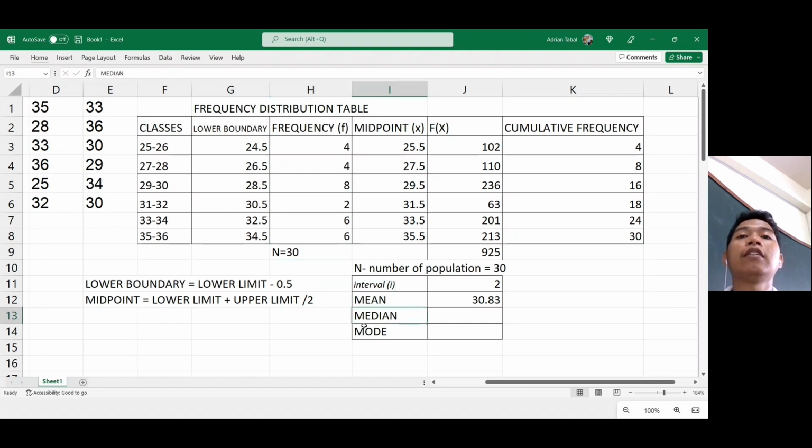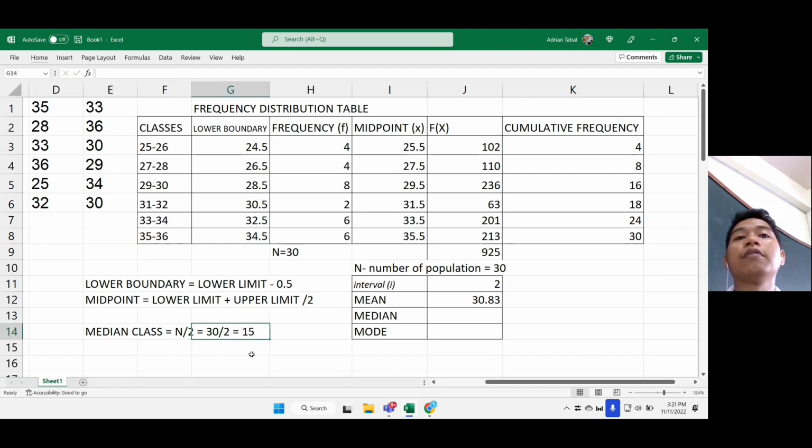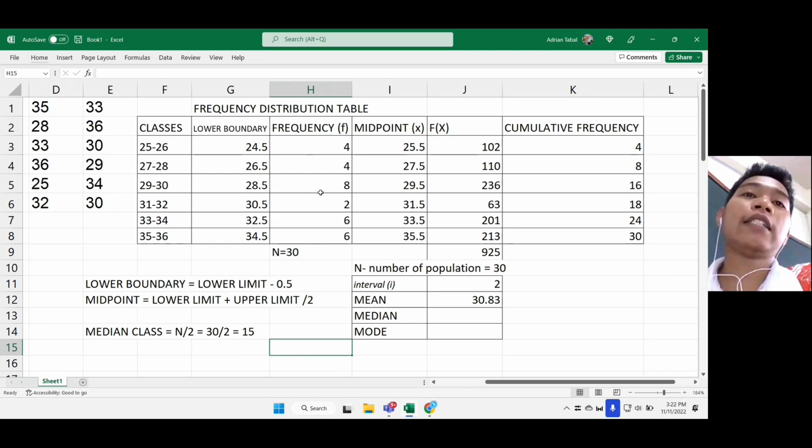Next, the median of the group data. To get the median of the group data, we first find the median class. How do we find the median class? We divide n over 2. So we have 30 divided by 2, which is equivalent to 15. Where does that come from? We all know that the median is the middlemost point. We look for the middle of this distribution. So we have n over 2, which is equivalent to 15.